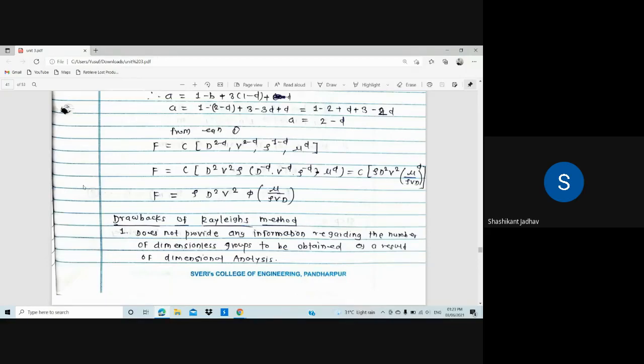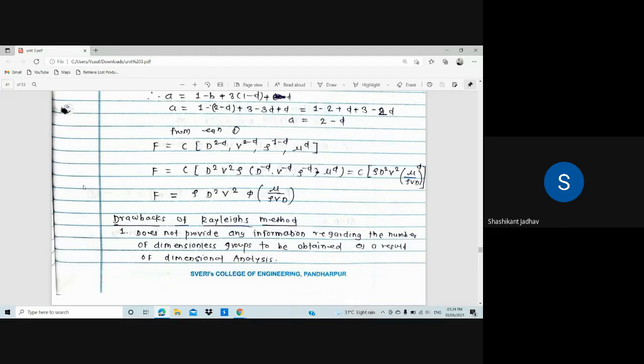Okay, so we get the correlation between the drag force and the density, diameter, velocity and dynamic viscosity. So this is the relation. Okay, so this method has some drawbacks. So all of you write down the drawbacks of this Rayleigh's method.